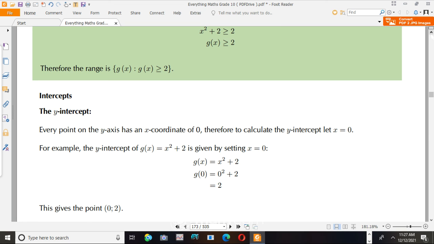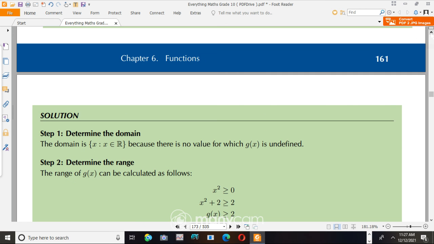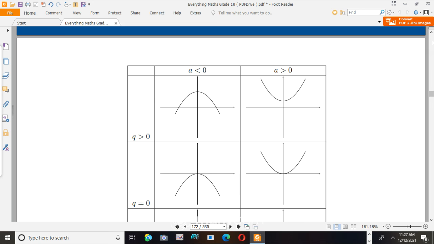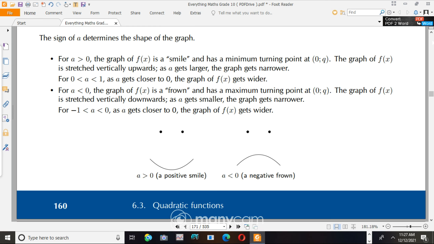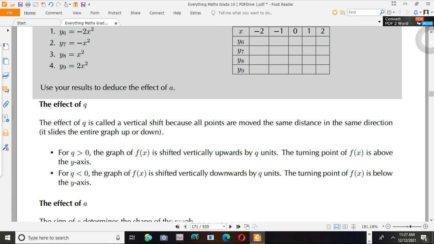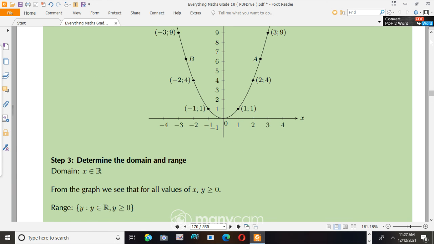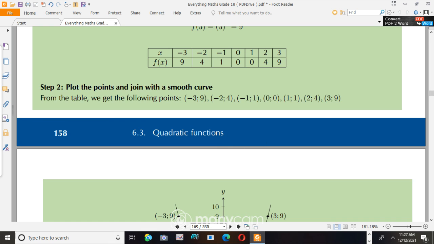I will proceed next time with the y-intercept and x-intercept, but for the time being I think it is enough. Okay, we have seen how to determine the domain and the range. We have seen the effect of q and a on the graph. Okay, you can simply understand how we can plot the graph of a quadratic function.